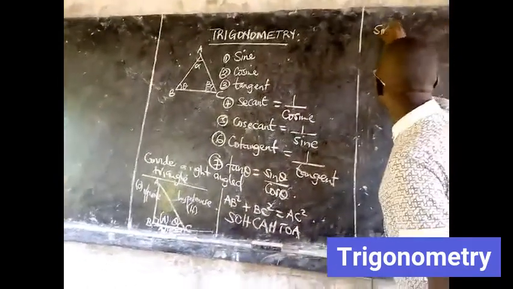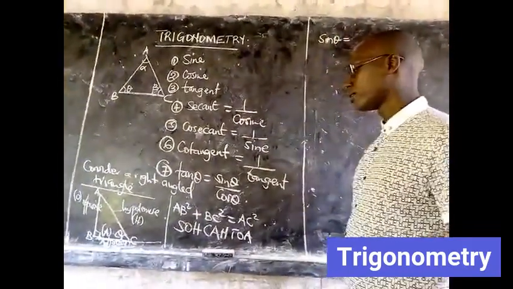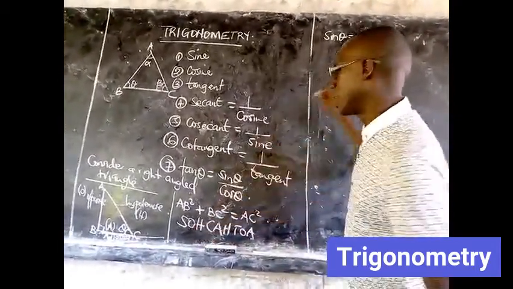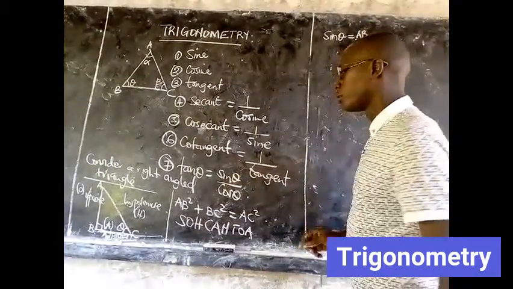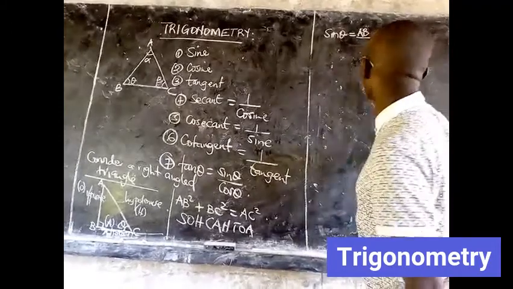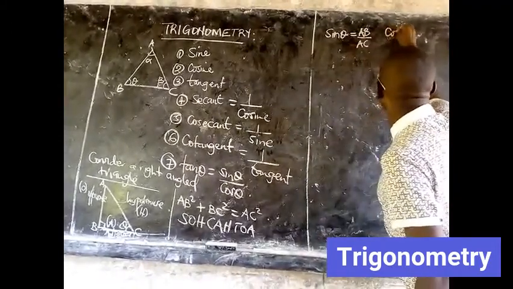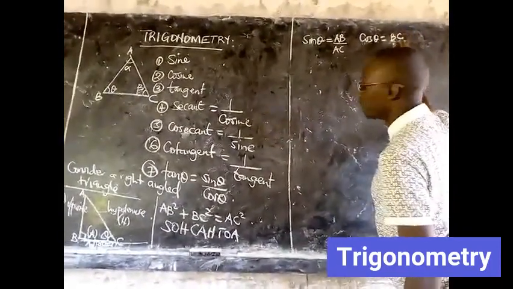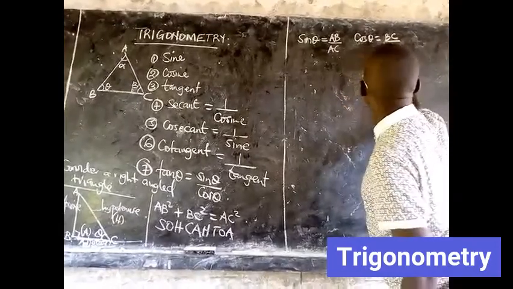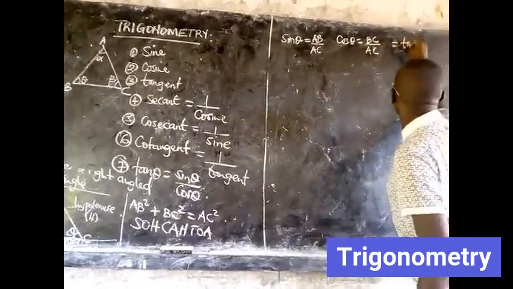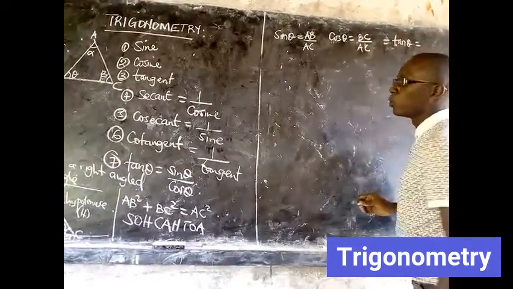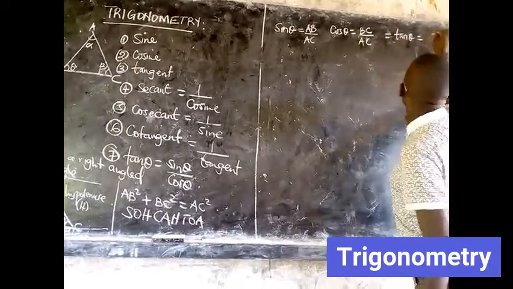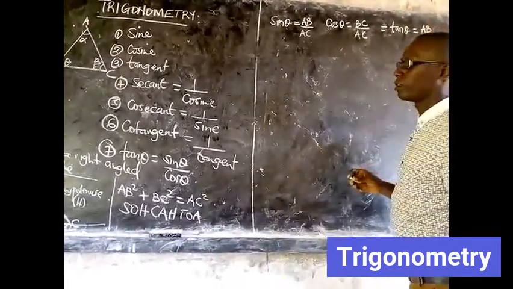I can now say the sine of the angle theta is the opposite, which is AB, out of the hypotenuse, which is AC. The cosine of the angle theta will be the adjacent, which is BC, out of the hypotenuse, which is AC. Then we can also have that tan of the angle theta will be the opposite, which is AB, out of the adjacent, BC.